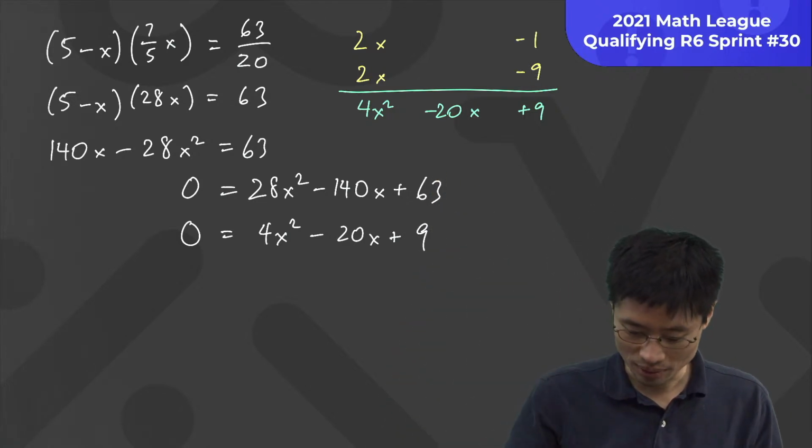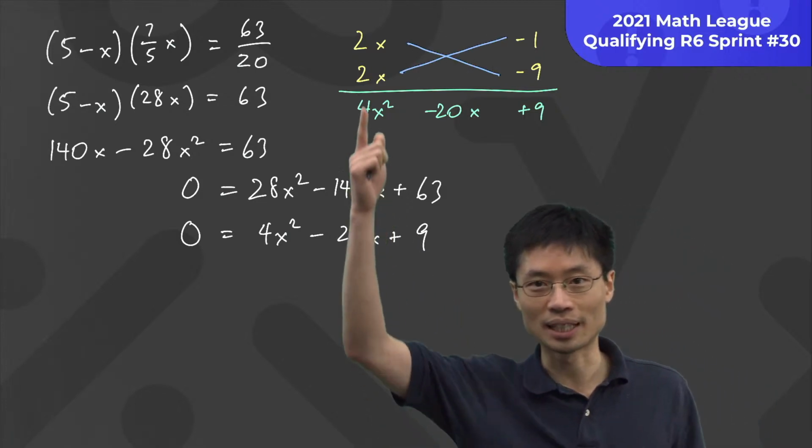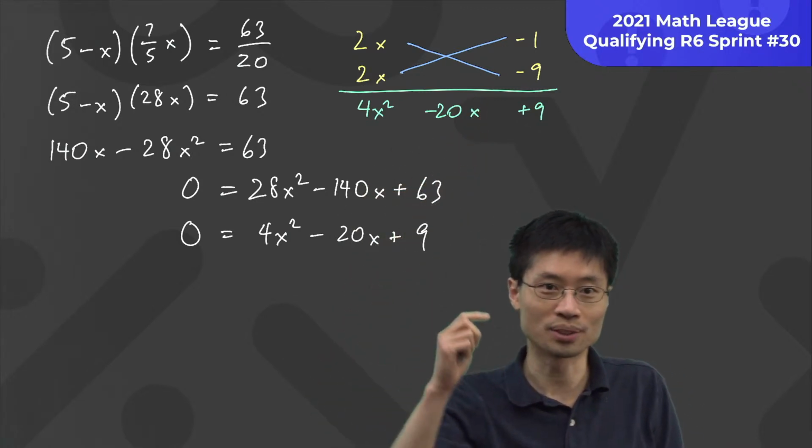Because then the way you do this is you multiply this way and this way. If I did that, I would get 2 times negative 9, 2 times negative 1, is 2 times negative 10. Boom, you got it.